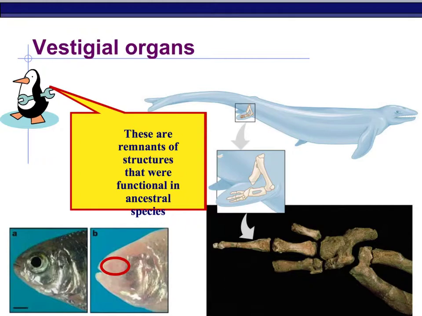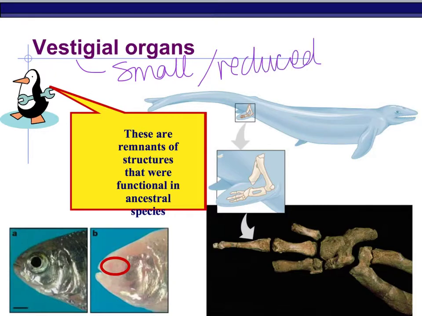Okay, another example or another bit of evidence supporting evolution is something called vestigial organs. Vestigial just means small or reduced. And pretty much what a vestigial organ is, it's a remnant of a structure that was once fully functioning in an ancestral species.